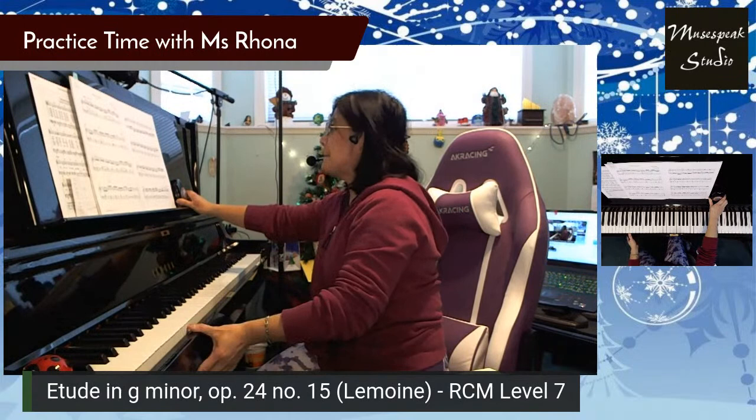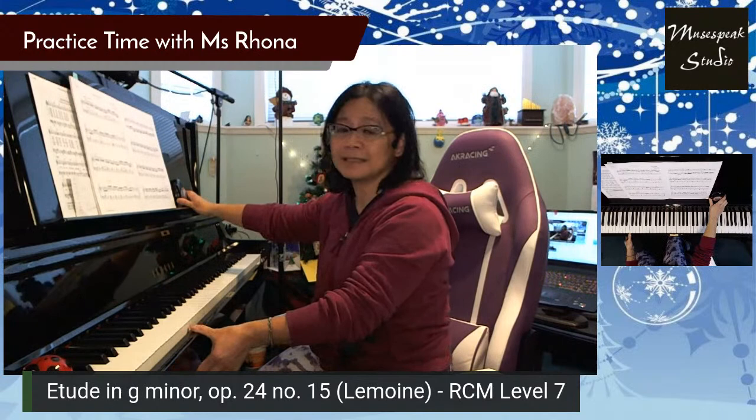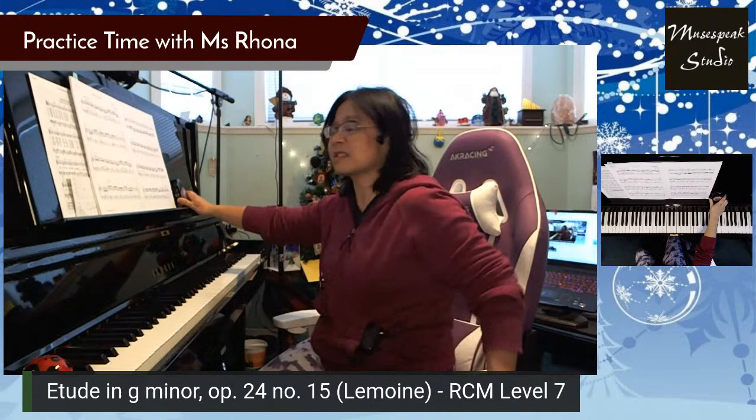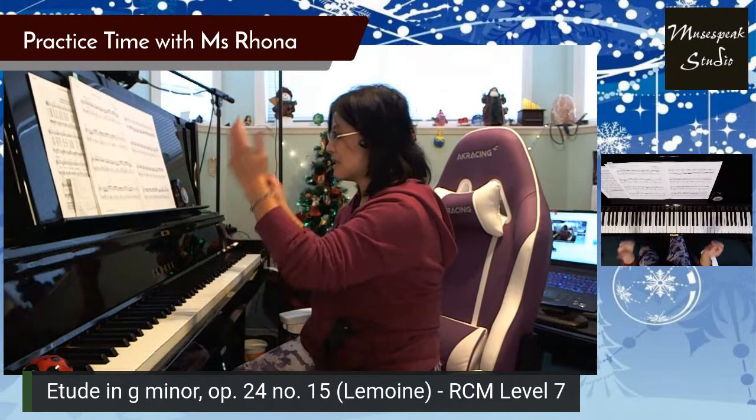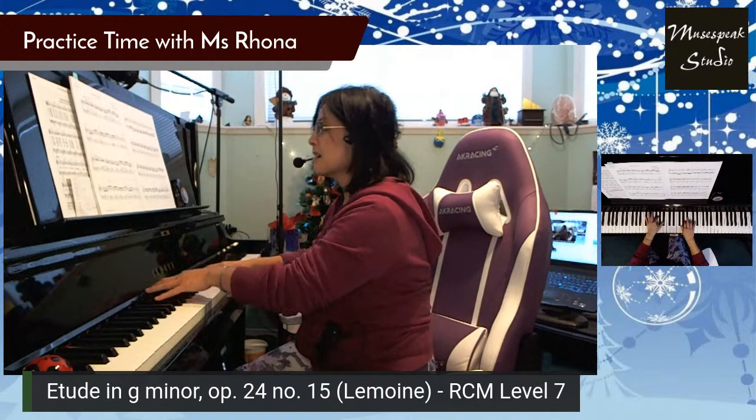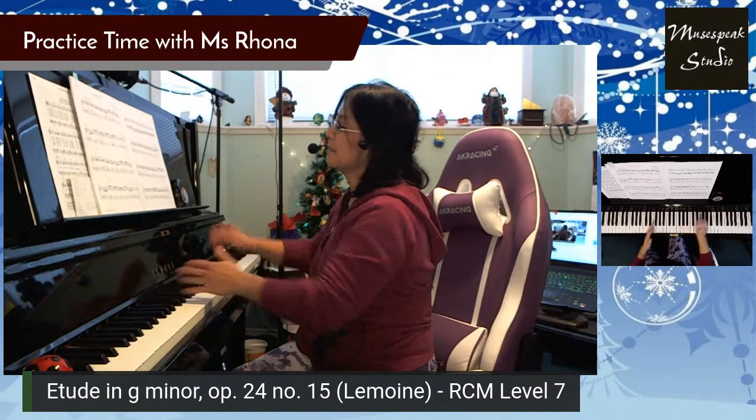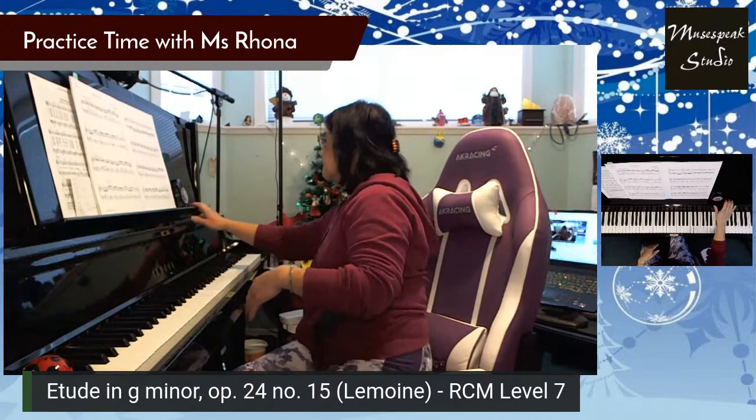So instead of counting 1-e-and-a, 2-e-and-a, or ti-ka ti-ka, I'm assigning a syllable to each 16th note. I learned this from Eleanor Lawson, my teacher at university. So, animated alligator. Okay, I'm totally messed up in bars 5 and 6, so let me try and sort that out. I'm going to try that again, and then I'm going to flip-flop. For those who are curious, I'm at 52.